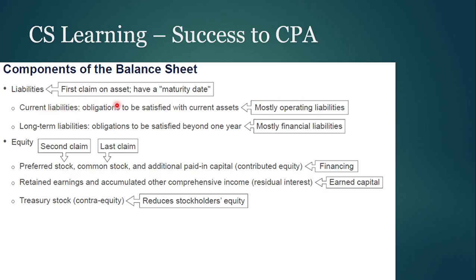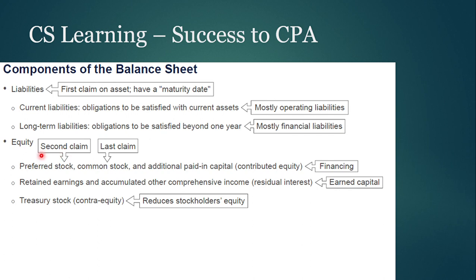Next is the current liability, an obligation to be satisfied with current assets. Long-term liability is an obligation to be satisfied beyond 1 year. So if we can pay the liability within 1 year, we categorize it as a current liability. If the obligation is some kind of interest payment or loan which generally has more than 1 year of liability, then we categorize it as a long-term liability.